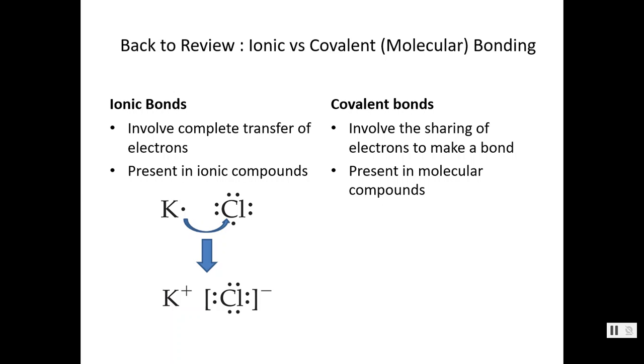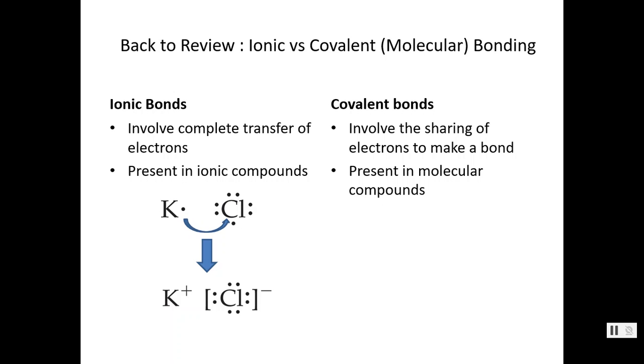Hello again, everyone. In the previous two videos, we focused on Lewis dot structures and the power of their prediction with regards to ionic compounds, those compounds that have a metal and a nonmetal. We were able to use the Lewis dot structure for that metal and nonmetal, along with the octet rule, to predict formulas for those compounds.